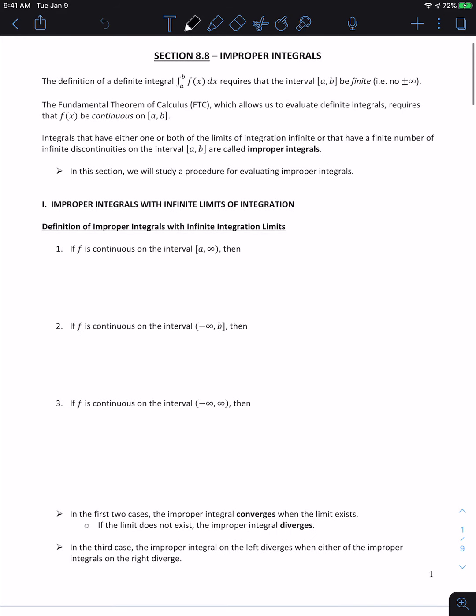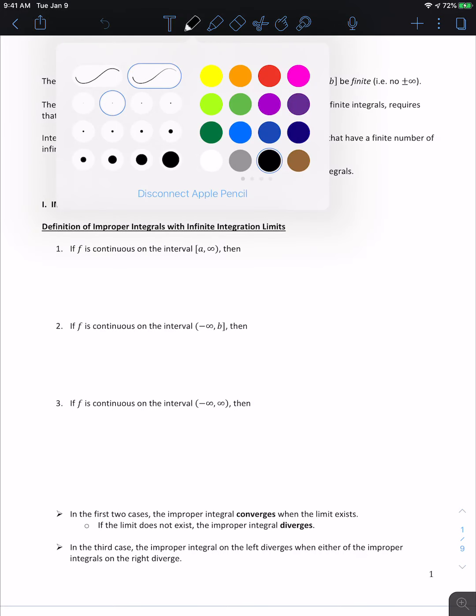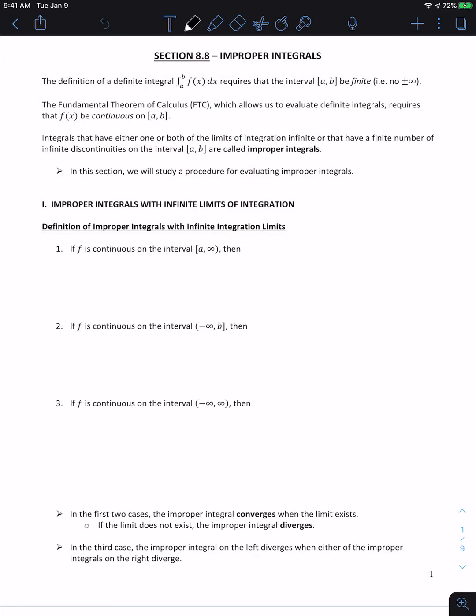Okay, so let's look at the first type of improper integrals. The improper integrals that have infinite limits of integration. In other words, have an infinity on the top or lower limit. So if f of x is continuous on the interval including a to infinity, then we have that the integral from a to infinity of f of x dx can be evaluated by taking the limit as b goes to infinity of the integral from a to b of f of x dx.